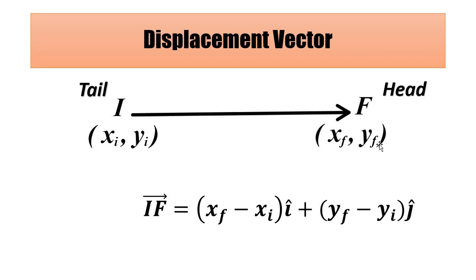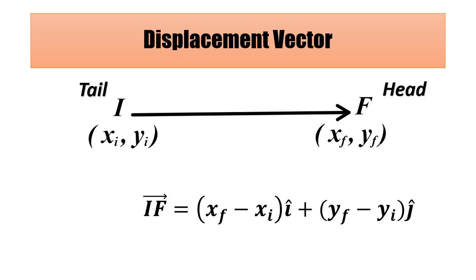So in order to express this vector joining the initial and final points, which is also called the displacement vector from the initial point to the final point, it is expressed as the final x position coordinate minus the initial x position coordinate, times i cap, the unit vector along the x axis, plus the final y position coordinate minus the initial y position coordinate, followed by j cap, the unit vector along the y axis.